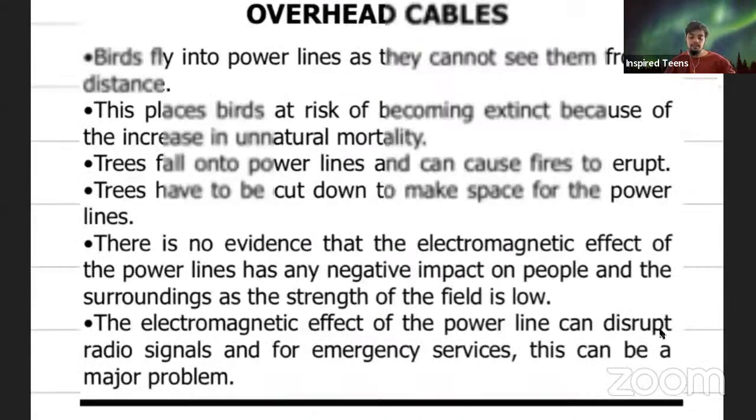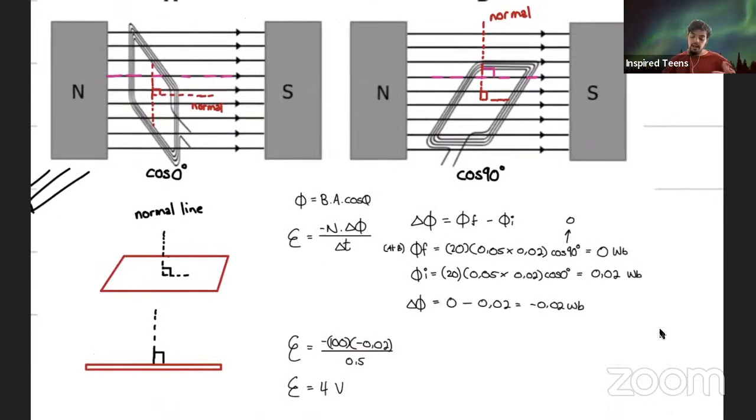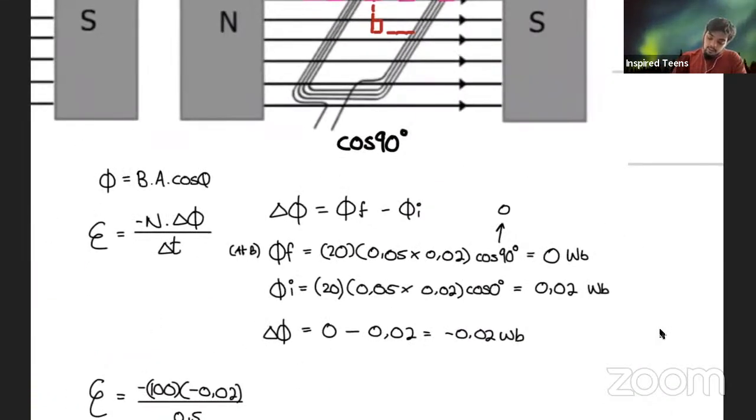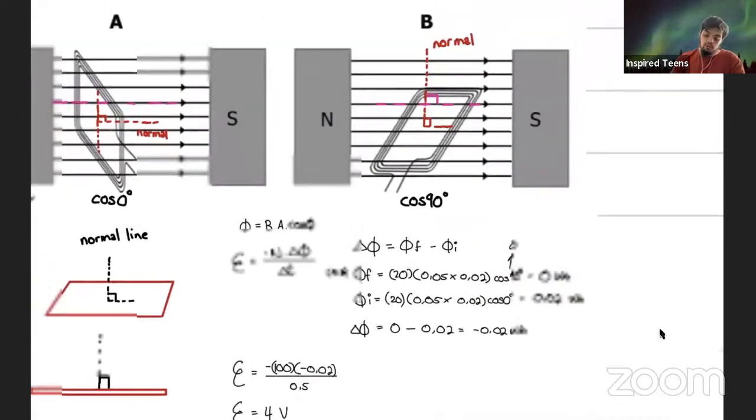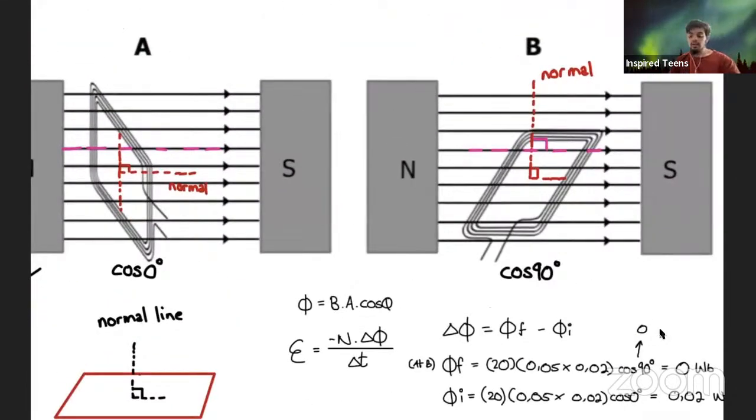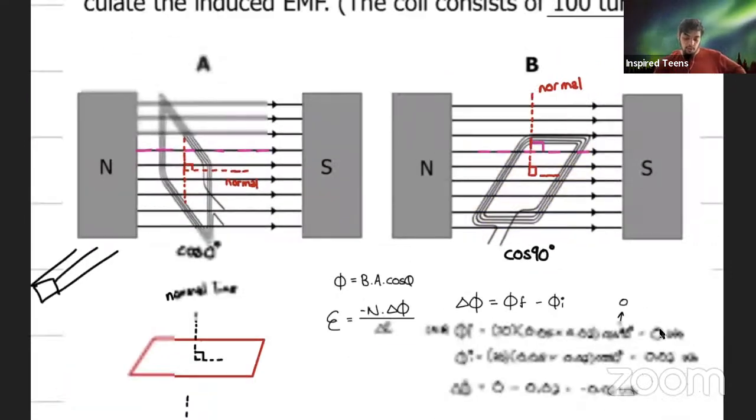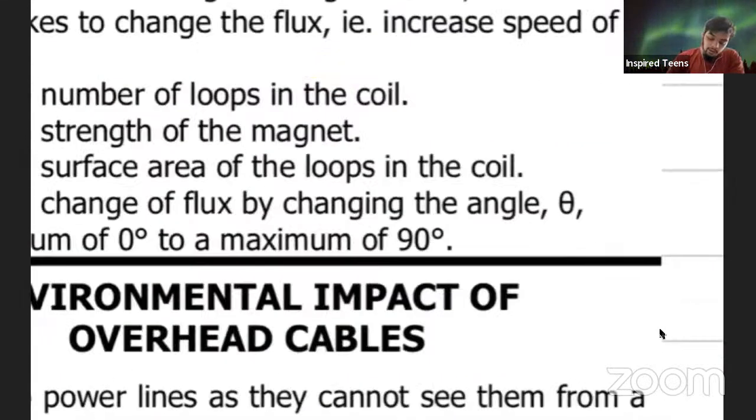So this minimum maximum concept, let's discuss it. As you can see here, when it was cosine 90, we got 0. Zero means no flux, there's nothing touching. But when it's cosine 0, we actually got 0.2. So what they mentioned to us was that when the normal line is perpendicular to the magnetic field lines, that is the minimum flux. Always. Take a note.